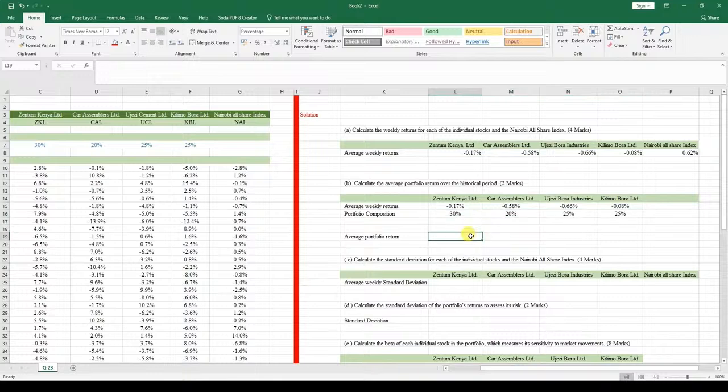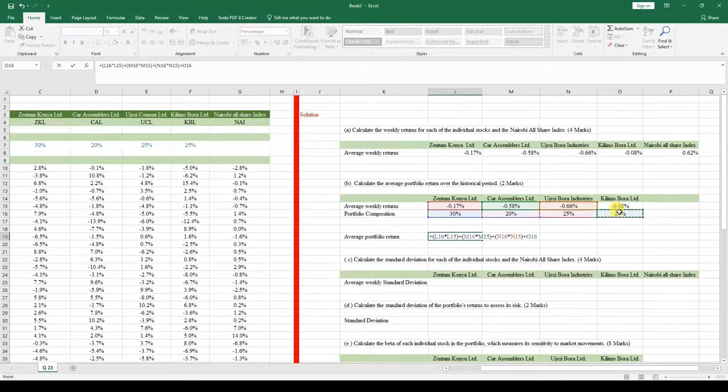How do we get the average portfolio return? Pick plus, we open the brackets, that value times the average weekly return plus that value times that value, close the bracket, the portfolio composition multiplied by the average weekly return, close the bracket, and then we add finally the portfolio composition for Kilimo Bora, and we multiply that with the average weekly returns, like that. Oops, that, close the bracket, and we enter.